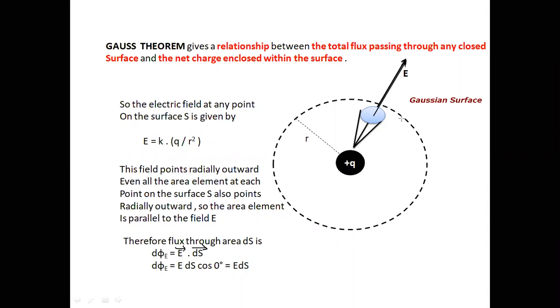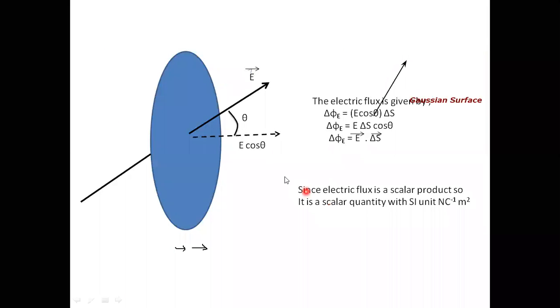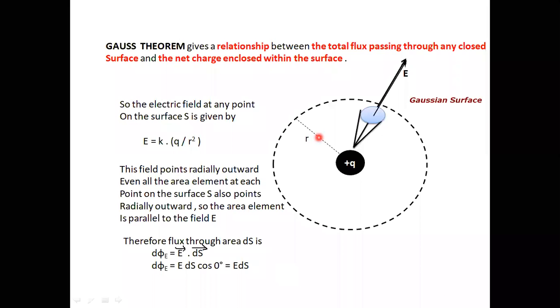Okay, it is again radially outward. Since we have already stated in earlier slides that theta is nothing but the angle between the electric field E and the normal of the surface, in this case the electric field E and the normal, both of them are in the same direction. That is why the angle between them is 0. So we have written cos 0 degree, which gives us a value E ds. So d phi, which is my electric flux.